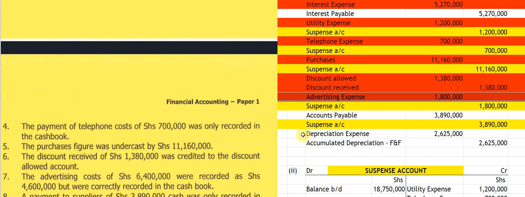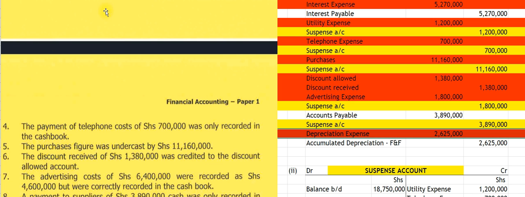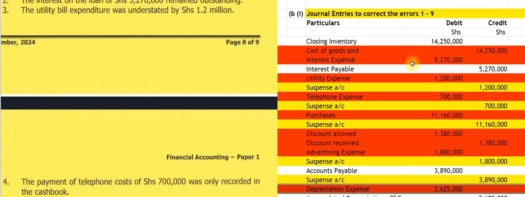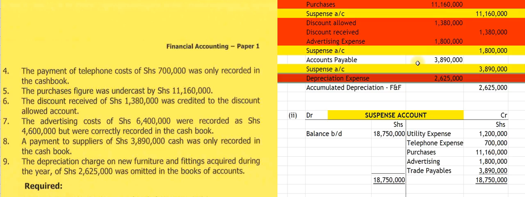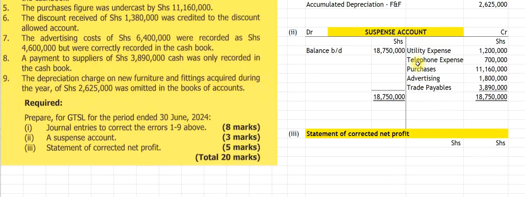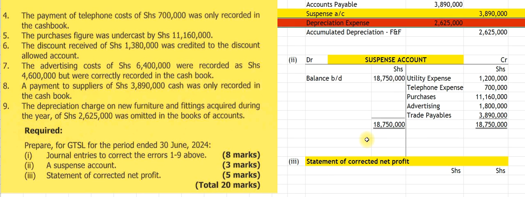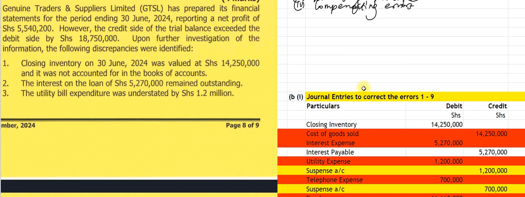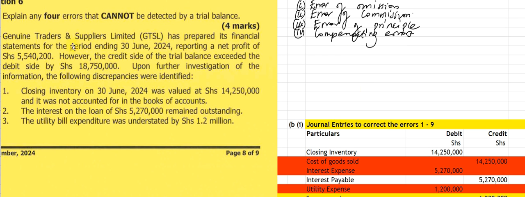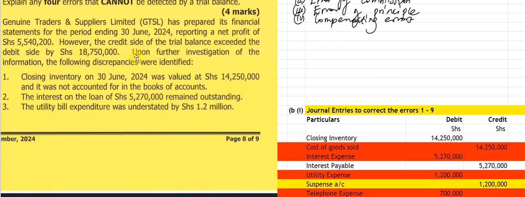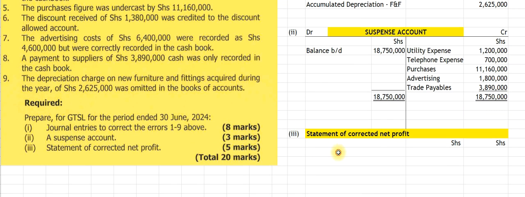Then even the depreciation expense down here, it was omitted. This will also affect your net profit. So these are the errors that will affect your net profit. So you're required to come up with a statement of corrected net profit. As you're correcting the profit that was reported, it's what you have to start with. So you come here and say reported net profit.